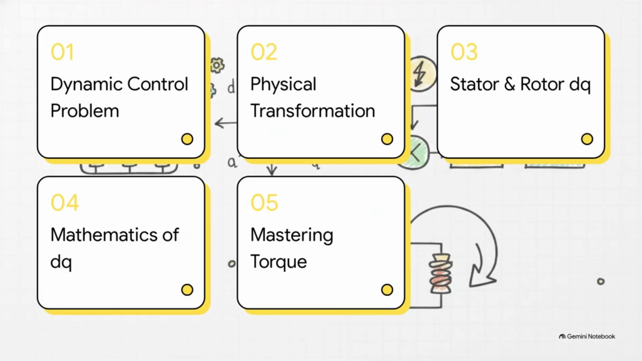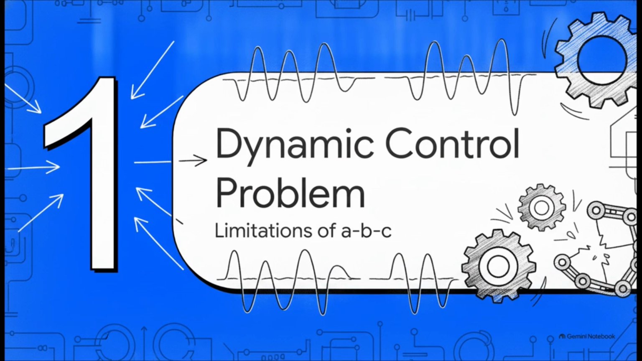All right, here's our roadmap for today's explainer. First, the dynamic control problem. Second, a physical transformation approach. Third, stator and rotor DQ windings. Fourth, the mathematics of DQ. And finally, mastering torque and flux. Let's jump right into Section 1.